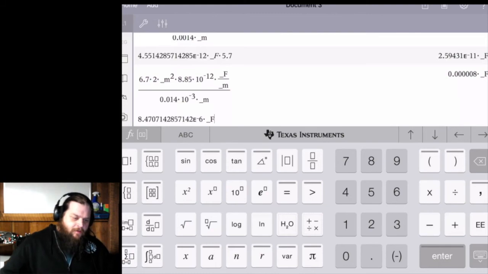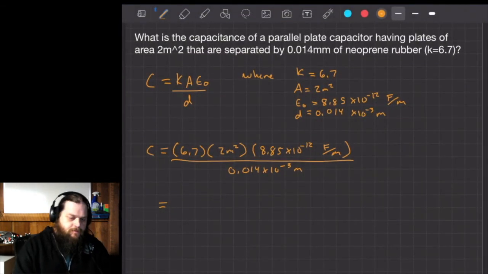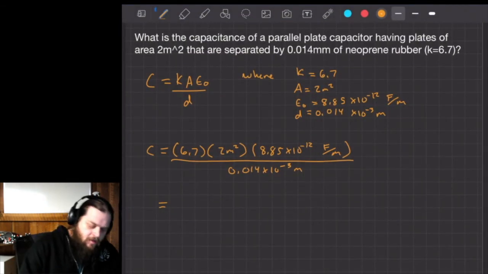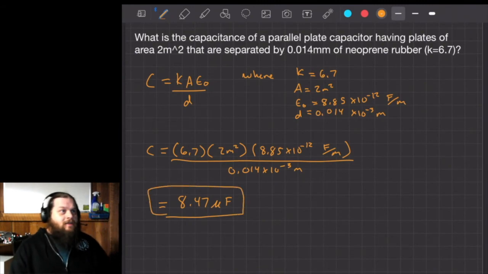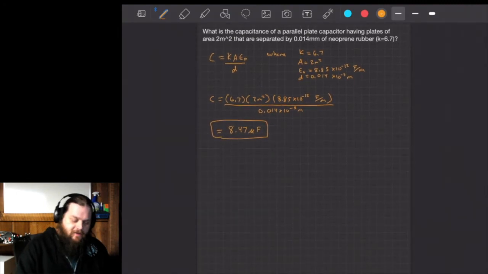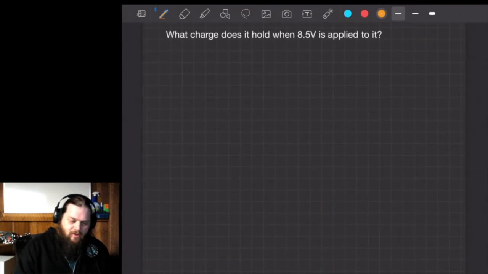And we get 8.47 times 10 to the negative 6 farad. Since there's 10 to the negative 6, I can write it as 8.47 microfarad. So that is going to be the capacitance of the parallel plate capacitor. So what charge does it hold when 8.5 volts is applied to it?